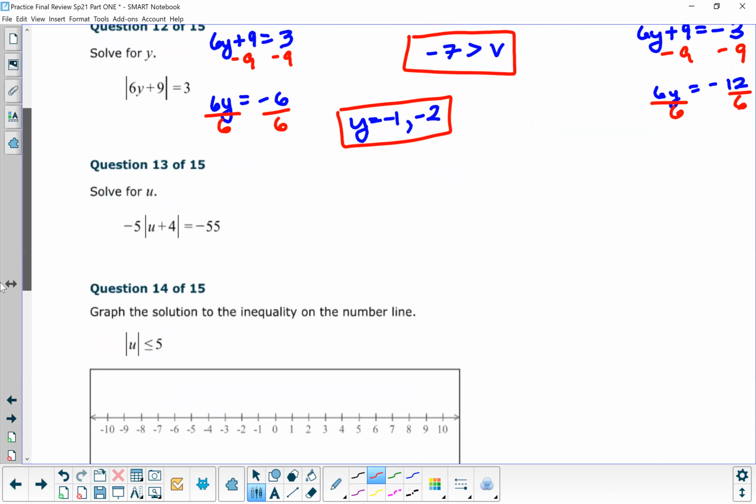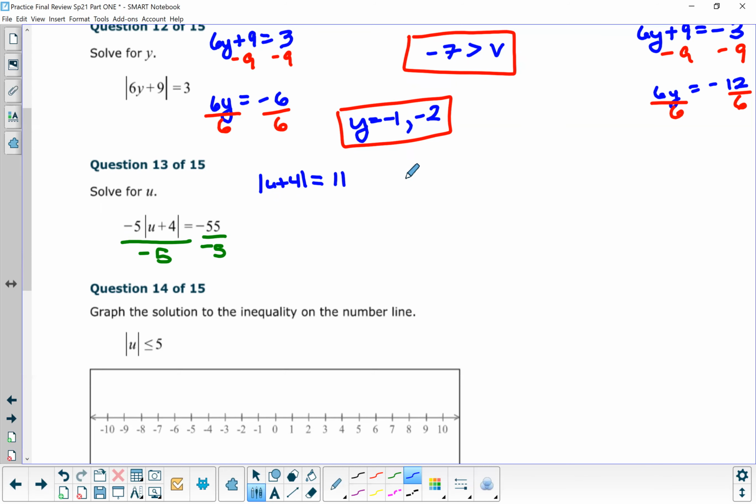All right, question 13. Here we have negative 5 and then the absolute value bar, u plus 4 absolute value bar equals negative 55. Now you might be tempted to say this is no solution, but you cannot make that decision until you have the absolute value expression isolated, and we do not at this point. First, we need to divide both sides by the negative 5. So that gives us the absolute value of u plus 4 equals positive 11. At this point, the absolute value expression is isolated and it's equal to a positive number. So indeed, we are going to have a solution.